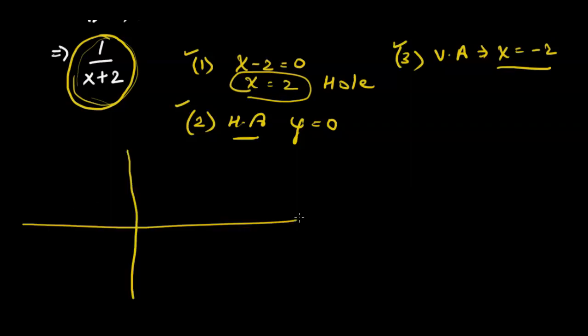So let's say we are given a grid. We know the horizontal asymptote is y equal to 0. We know the vertical asymptote is x equal to negative 2. The y-intercept would be when we put x equal to 0, so it's going to be 1 over 2, that's a positive half.